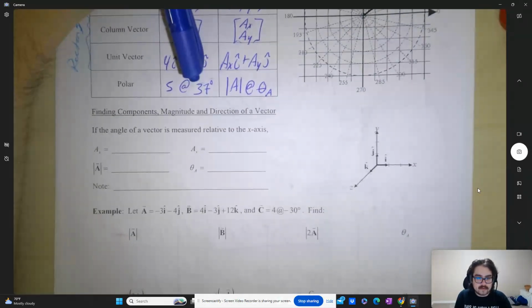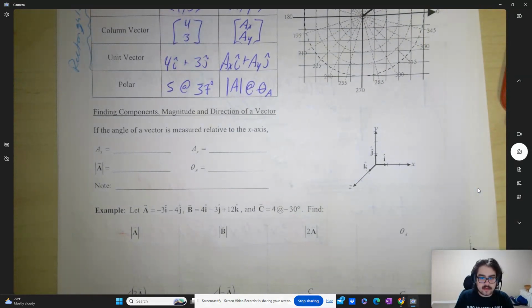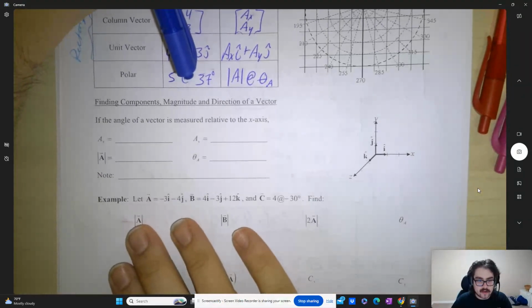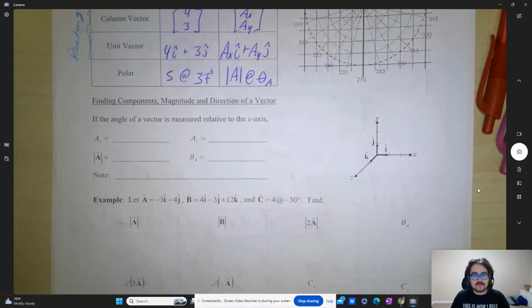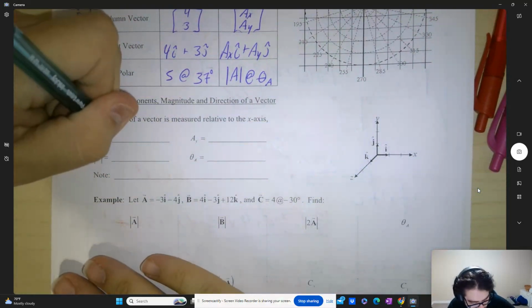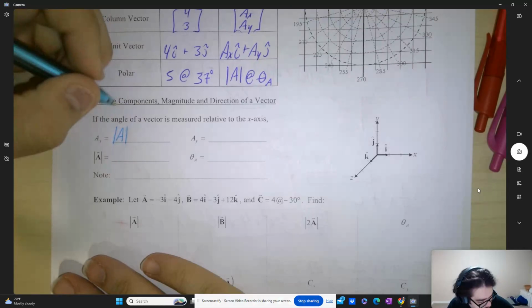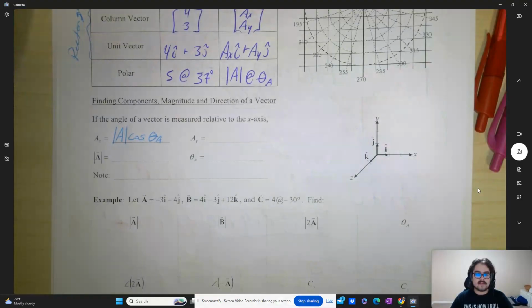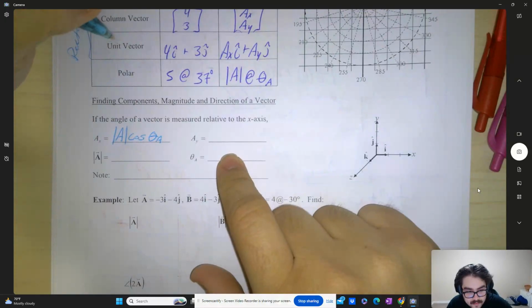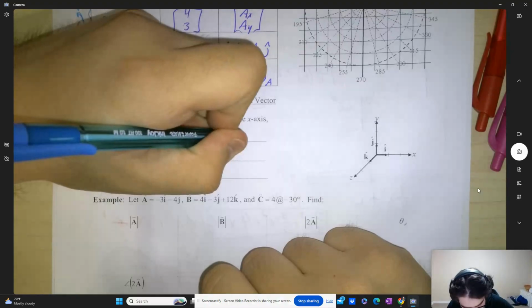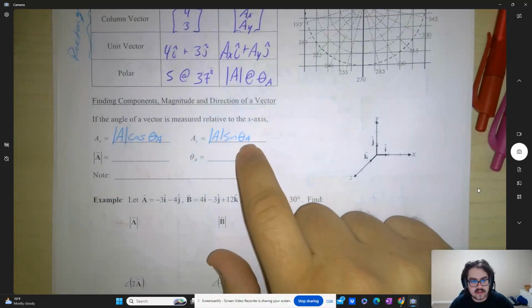Let's look at how to find certain aspects of vectors. We can do components, magnitude, and direction. If the angle of the vector is measured relative to the x-axis, hopefully from physics 1 you remember that the x component of the vector is the magnitude of the vector times the cosine of that angle between the x-axis and A. I hope you remember that y is the same thing but sine instead. Sine theta times A, or theta of A, sorry.